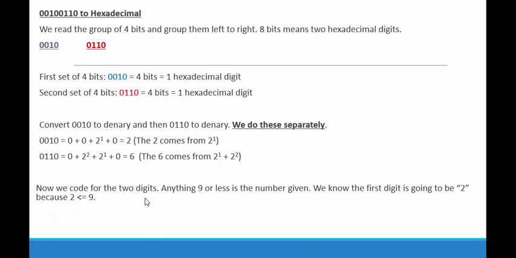So we code for the 2 digits, the 2 and the 6. Anything 9 or less is the number given. So we know the first digit is going to be 2 because 2 is less than or equal to 9. What about the second digit?